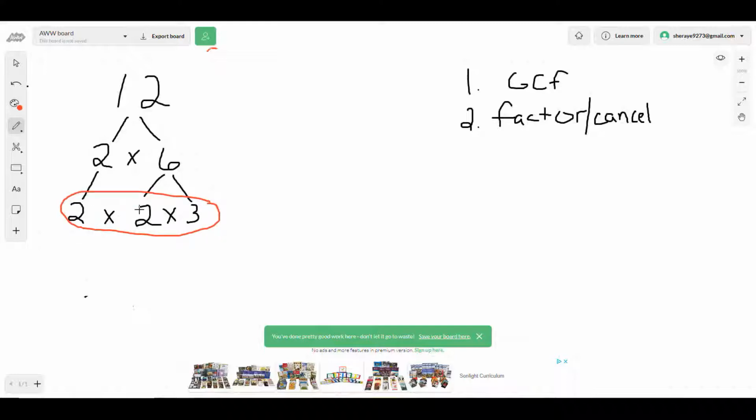So right here, these are your prime factors. So what's 2 times 2? That's 4. Times 3? That's 12. That's why these are prime factors. They're the lowest factors on the totem pole that you can multiply together to get that number. Okay?